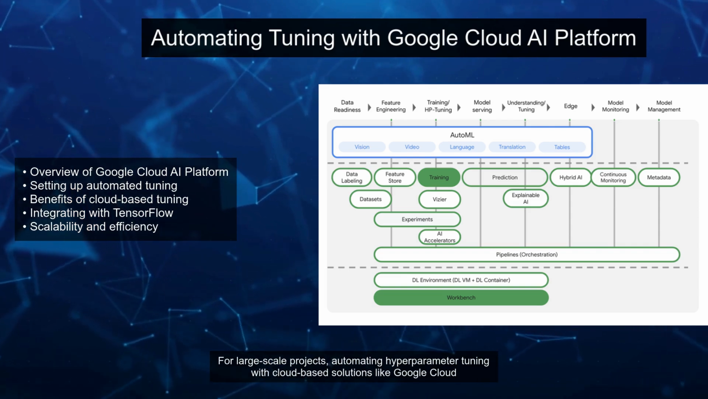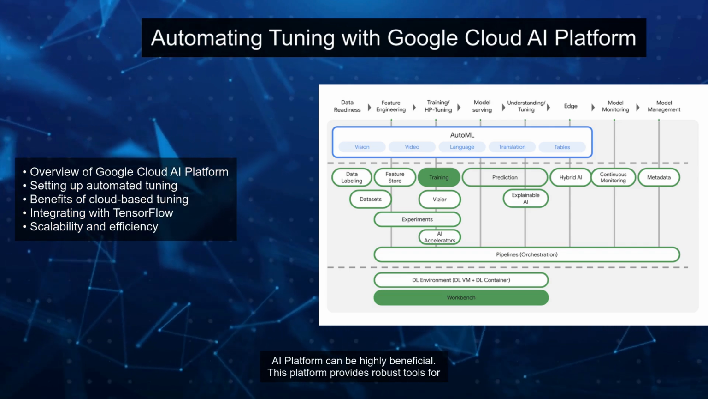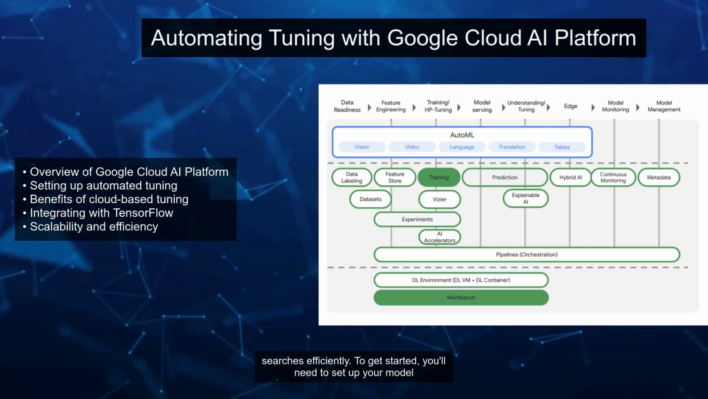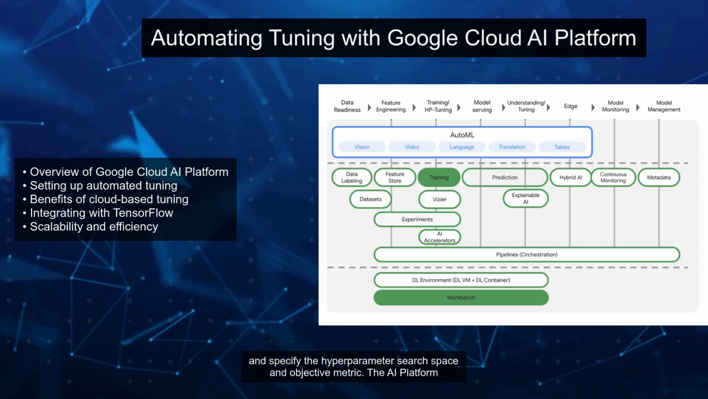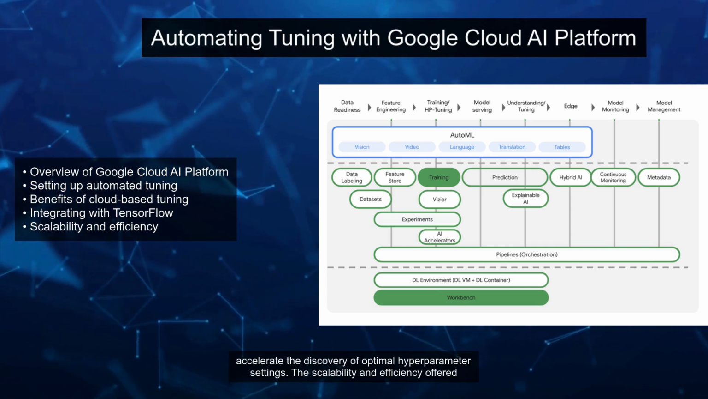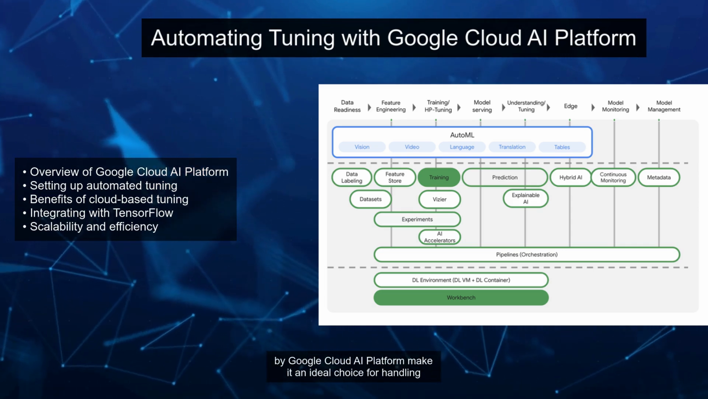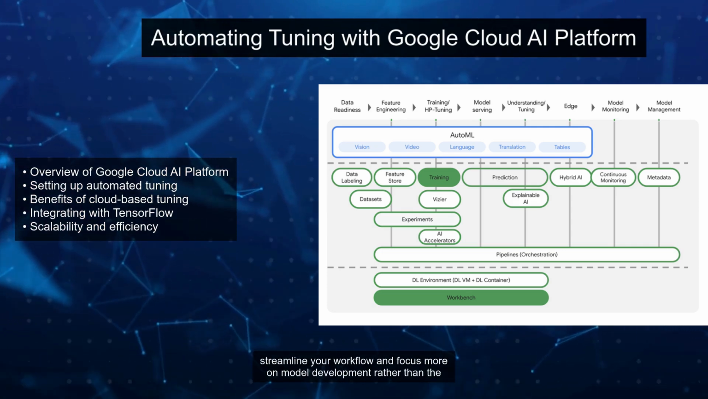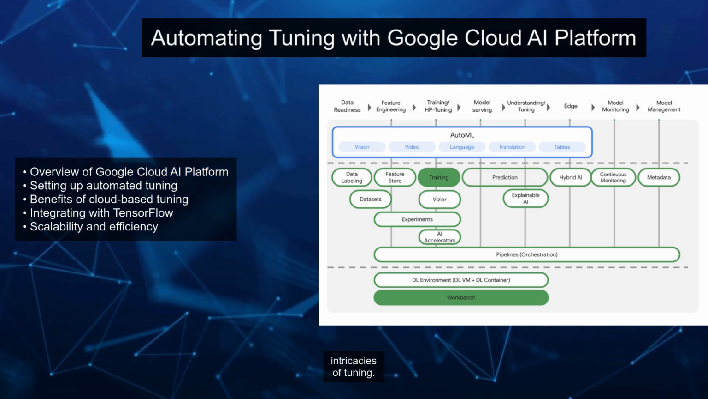For large-scale projects, automating hyperparameter tuning with cloud-based solutions like Google Cloud AI Platform can be highly beneficial. This platform provides robust tools for automating the tuning process, leveraging Google's powerful infrastructure to handle extensive hyperparameter searches efficiently. To get started, you'll need to set up your model and specify the hyperparameter search space and objective metric. The AI platform will then automate the tuning process, running multiple experiments in parallel to accelerate the discovery of optimal hyperparameter settings. The scalability and efficiency offered by Google Cloud AI Platform make it an ideal choice for handling complex models and large datasets. By integrating it with TensorFlow, you can streamline your workflow and focus more on model development rather than the intricacies of tuning.